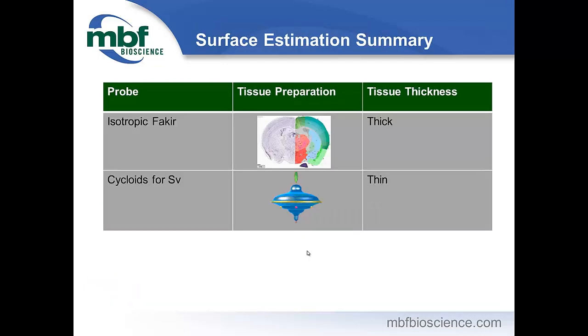So to summarize surface estimation, I think, if at all possible, try to get thick sections, make the probe itself isotropic. You won't have to prove that the object is, and you won't have to use a vertical or isotropic section. If you are using thin tissue, then it should be prepared with a vertical sectioning technique, and in that case you can use cycloids for SV.